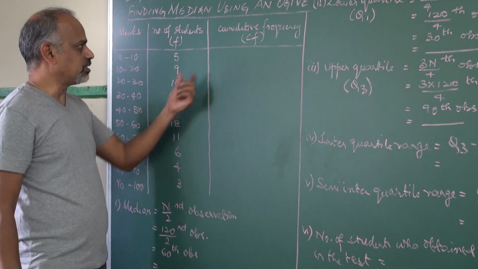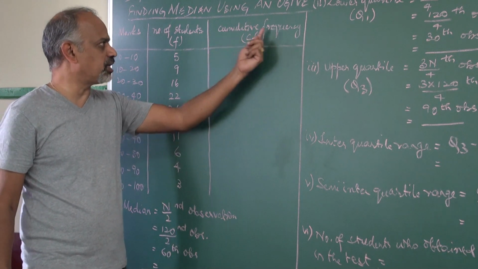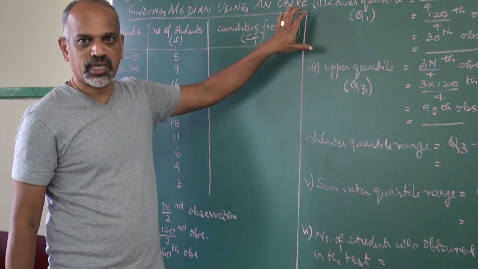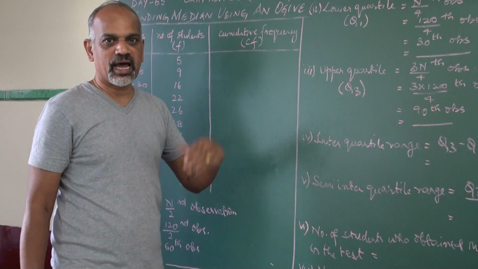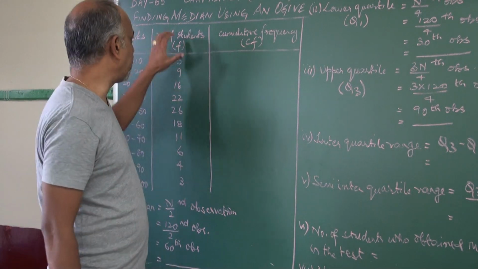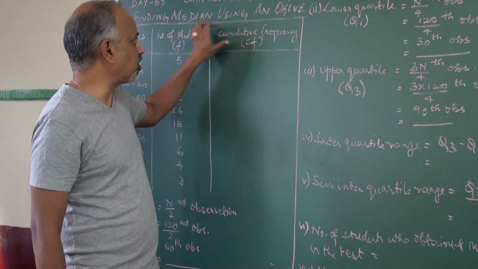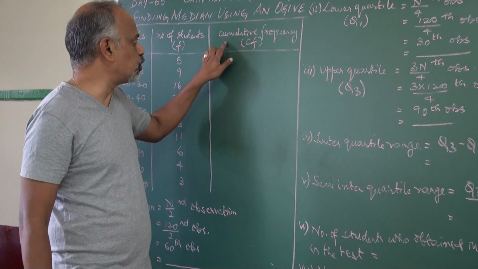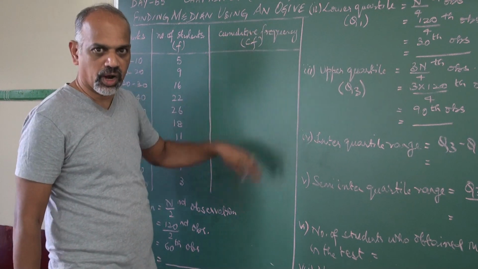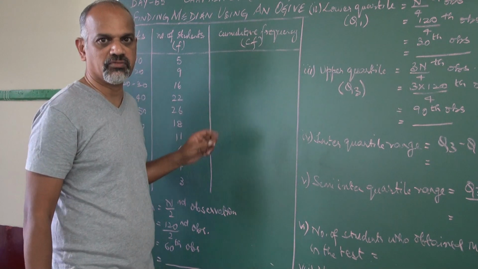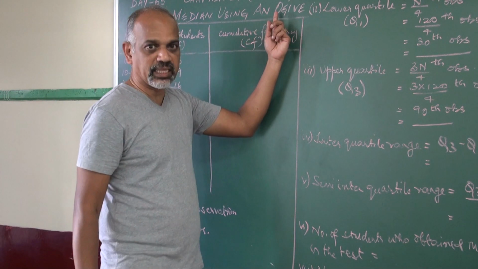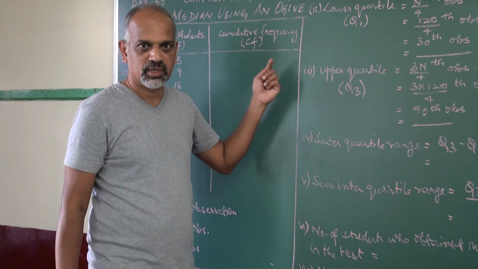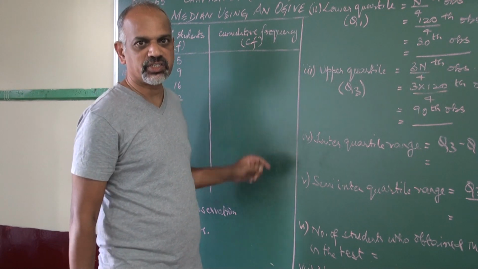Using this, there is a third column that you need to find. That's called cumulative frequency. This is for finding the median using an ogive. For finding mode, the graph that you drew was a histogram. For finding median and other things, the graph that you're going to draw is called an ogive. An ogive is also called a cumulative frequency curve, or it is also called an S-shaped curve. There are 3 names for it.